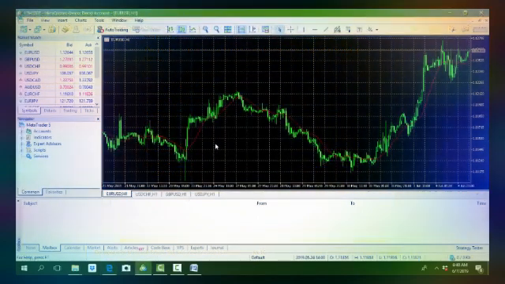Now, this is a trading platform. This is MetaTrader 4, and we're actually viewing the charts for euro US dollars. Now, if you look at the screen, look at my mouse.